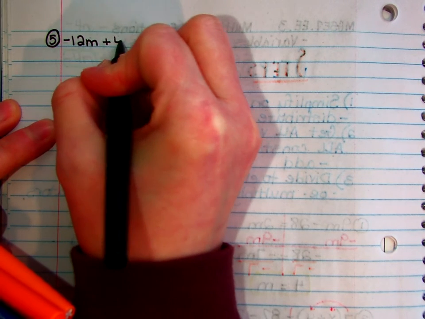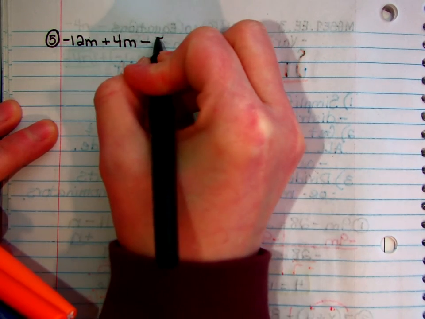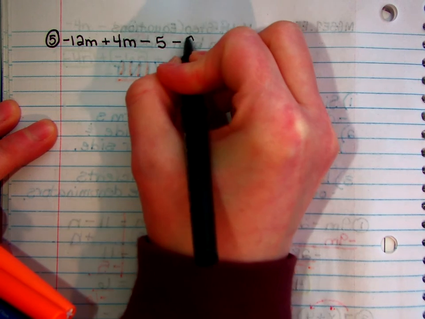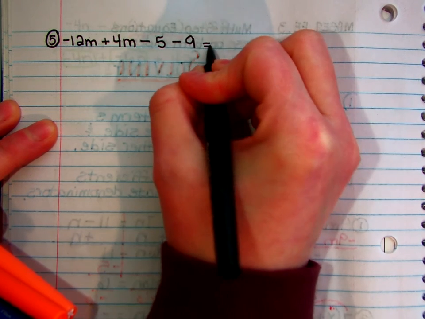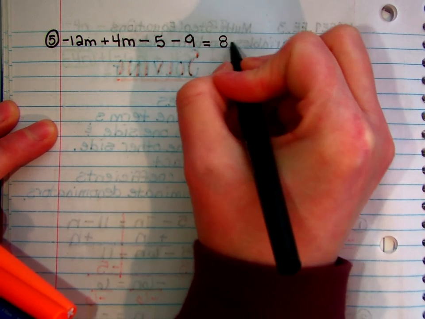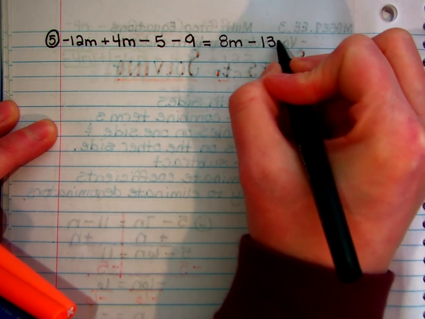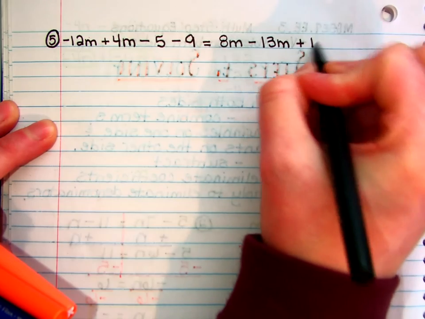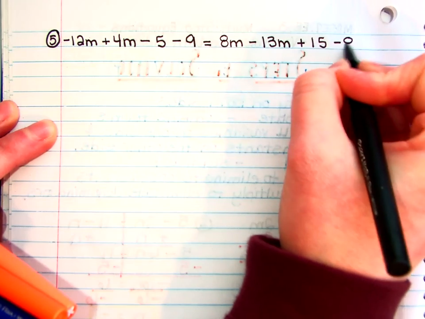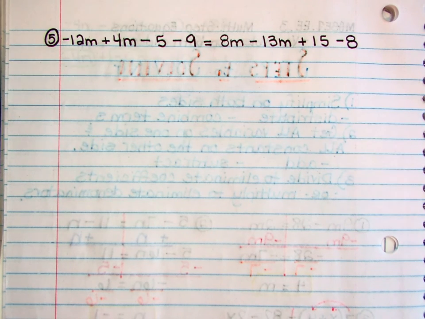-12m plus 4m, so you should already be thinking, hey, I can put those together, minus 5 minus 9, you should be thinking I can put those together, equals 8m minus 13m plus 15 minus 8. Alright, hopefully you're not flipping out on me.